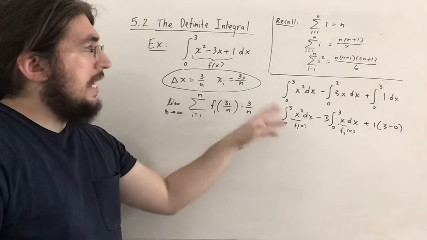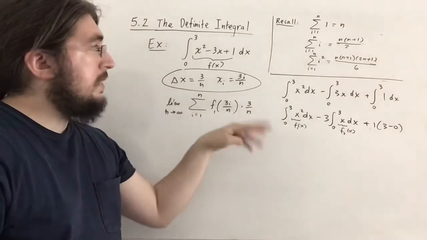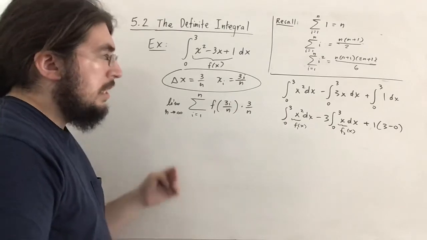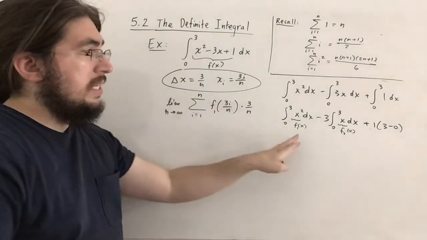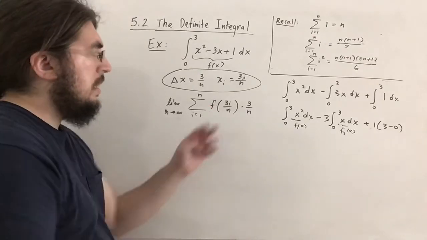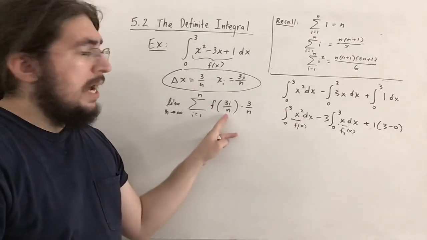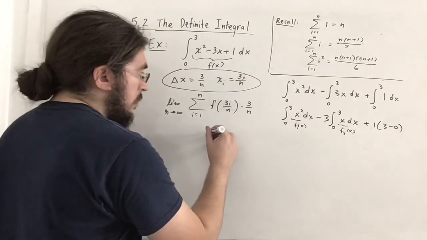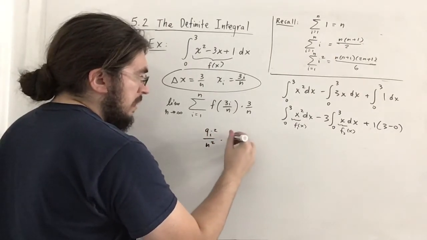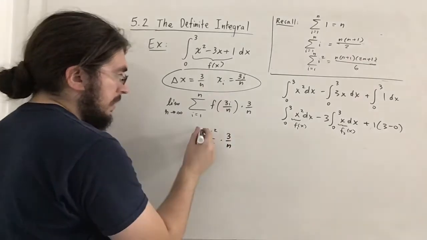Because notice delta x is not changing because it's dependent on the limits. The x sub i's are not changing because those again are dependent on the limits. So really I'm going to apply this for each f1 and f2. So I hope that's not too confusing. But let's see. So when we plug in 3i over n into x squared, we get 9i squared over n squared times 3 over n, like that.